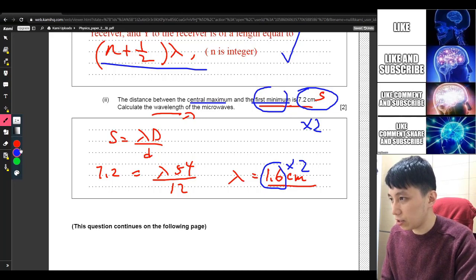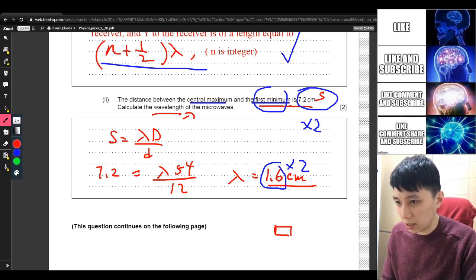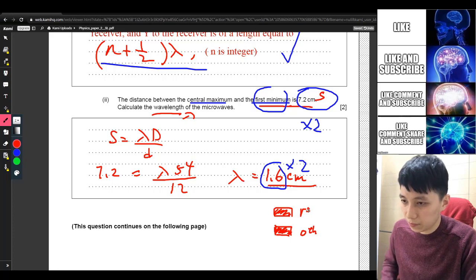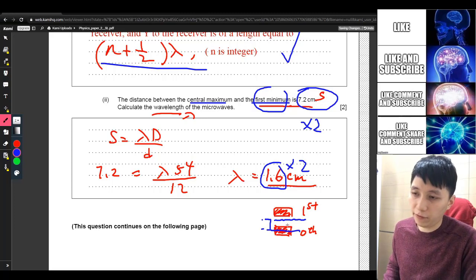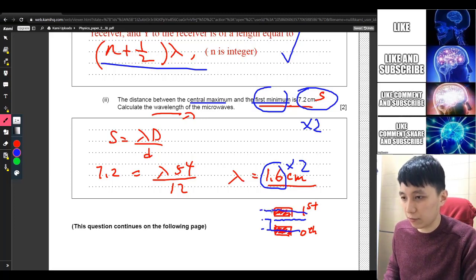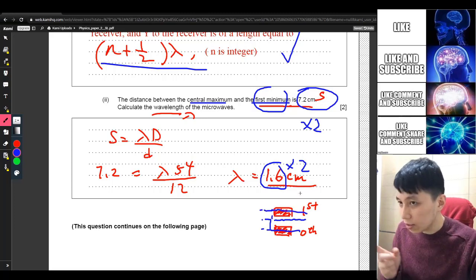When we normally do it is say, let's say here, this is the central maximum. Say this is 0th order. This is the first order. And then the minimum that they are talking about is somewhere like here. So it's more like here to here. So this is only half of the fringe separation. So that's why you have to times 2. Very tricky.